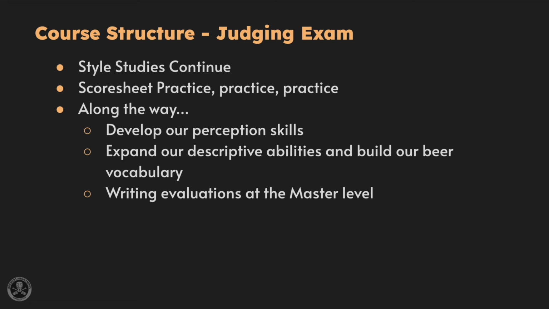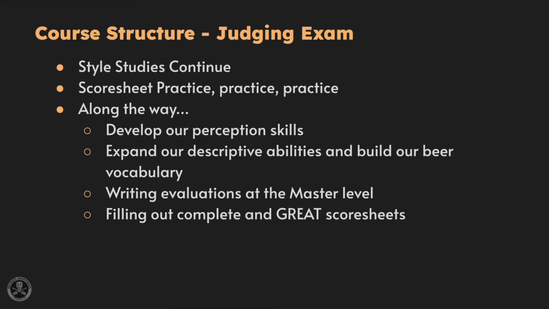The BJCP does give a very good example of what they expect a description to be at every level of judging. Seems like the best plan of action here is to go for that master level, because even if we miss a few of those key points, we still might be somewhere in those higher levels like certified or national and do even better on our judging exam. We're going to work on filling out complete and great score sheets, not only for the exam, which is incredibly beneficial to us, but when we start judging after it's all said and done as well.